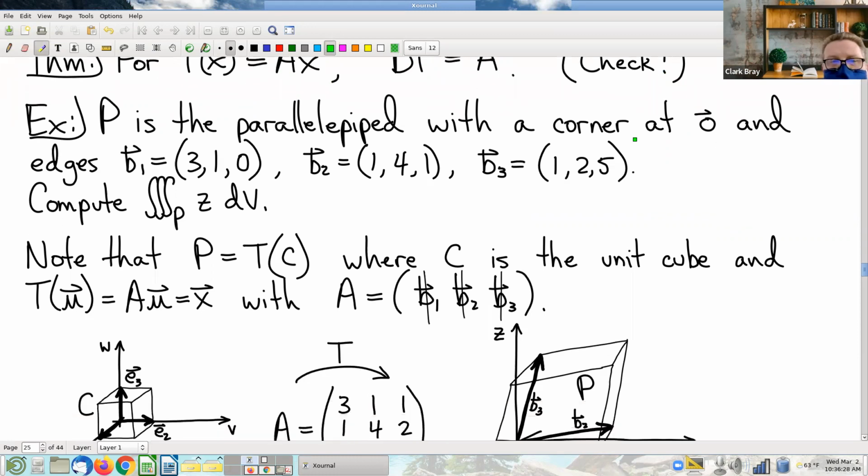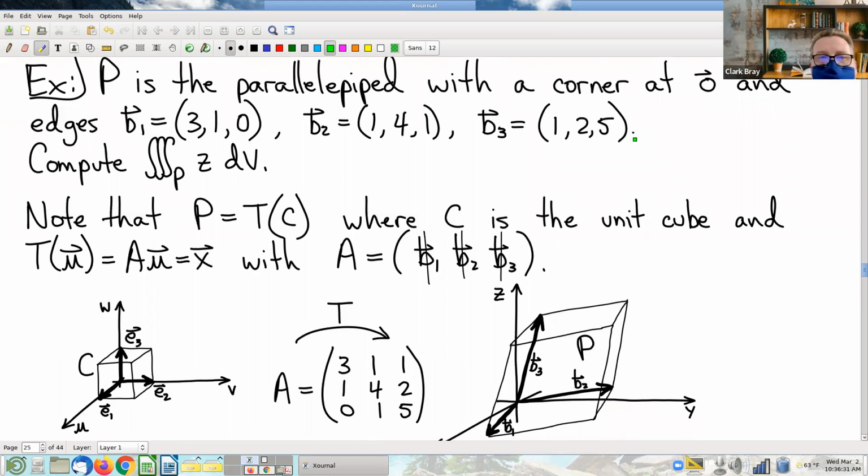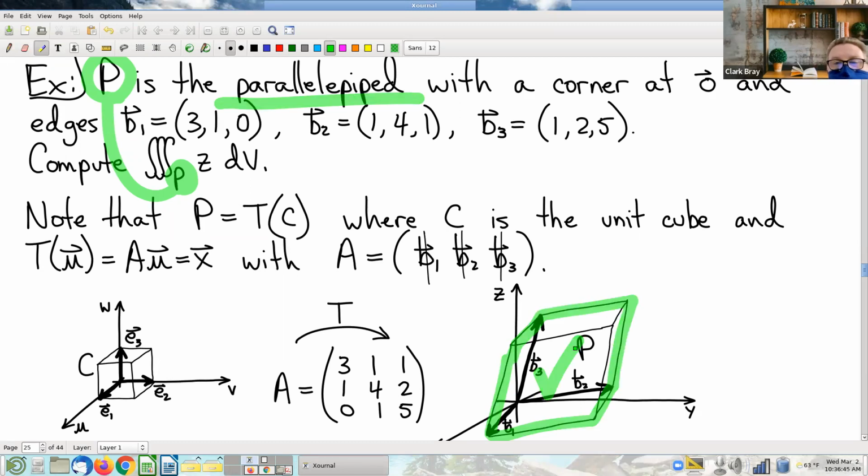And just, coordinate by coordinate, you can confirm that sure enough, this works. Okay, so with that in mind, suppose my domain for an integral that I'm computing is a certain parallelepiped defined by 3 edge vectors, B1, B2, and B3.